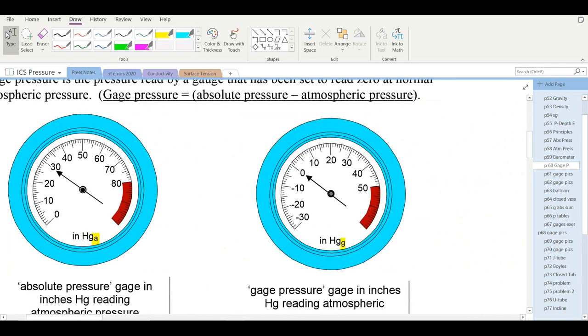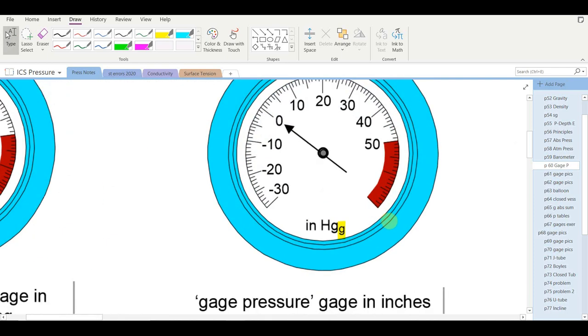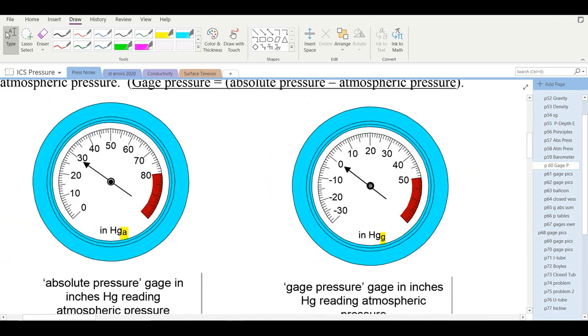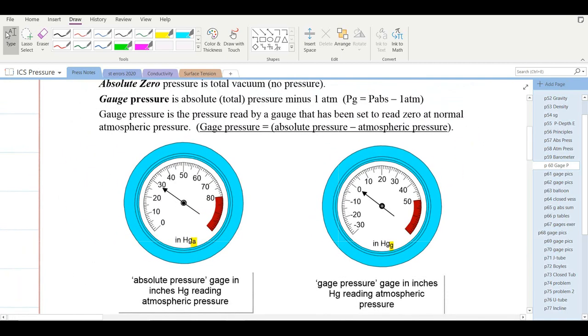Look at the gauge on the right. What's it read? It reads zero. But it's also connected to atmosphere, so is it broken? Well, no. It's been calibrated that way. Notice the units, inches of mercury, G for gauge. So this is a gauge pressure gauge. Odd words, eh? It's a gauge that's reading gauge pressure. And gauge pressure is one atmosphere less than atmospheric. Both types of gauges are in use. They differ by one atmosphere. It's really that simple, although it sounds very complicated.